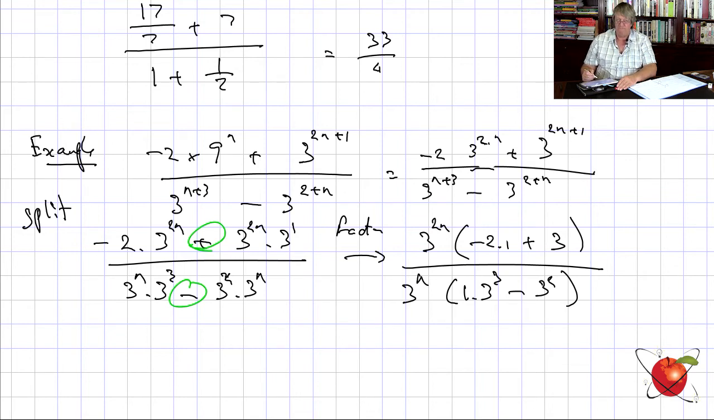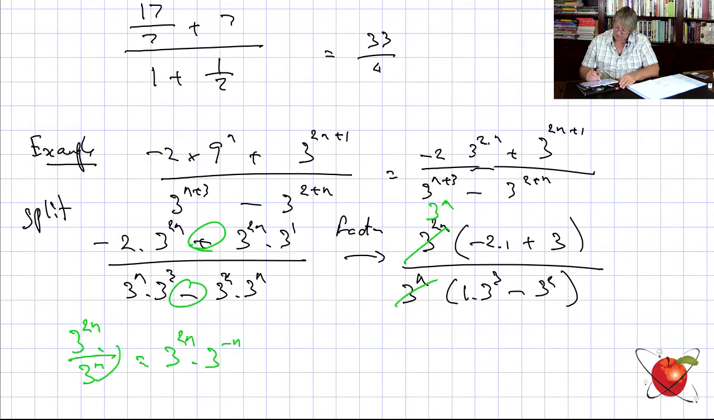What happens here? 3 to the 2n becomes what? That can cancel. 3 to the 2n becomes, let me take my cancelling pencil, 3 to the n, right? Happy with that? Why? Let's just go through the steps. That's 3 to the 2n, and if I take over 3 to the n, now if I say 3 to the 2n times 3 to the minus n, I've now taken it up, which is going to be 3 to the 2n minus n. 2n minus n is n.